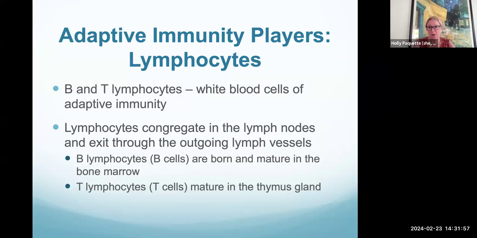These lymphocytes will hang out, if you will, in the lymph nodes. So we have lymph nodes kind of at the base of our neck, under our armpits, and in the groin area. And basically, this is where they hang out, looking for any kind of infection that they need to respond to.